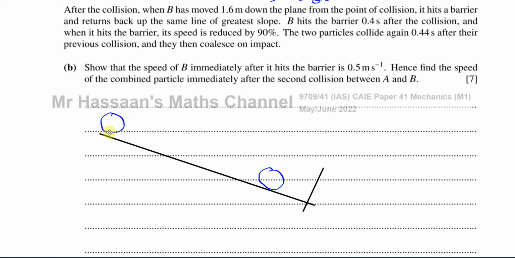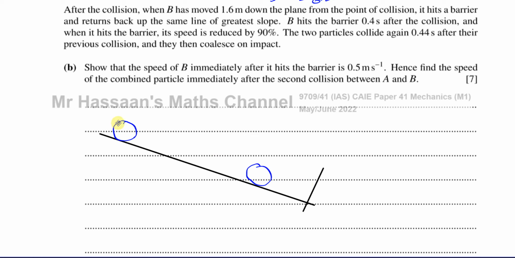So A and B were both moving down. A was going faster than B. Okay, so A hit B, and B started going faster than A. A's increasing speed, but B's going faster than it. It hits the barrier, comes back up. A's going down, accelerating until they hit again. And we have to find the speed of that combined particle when they hit again, they coalesce, they join as one. So that's the scenario.